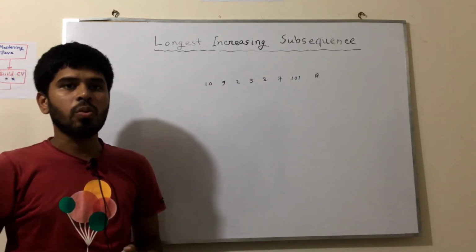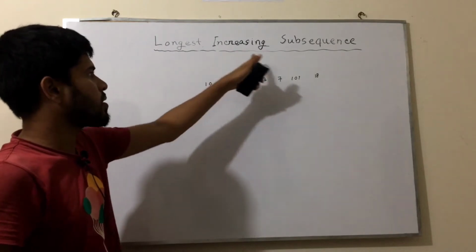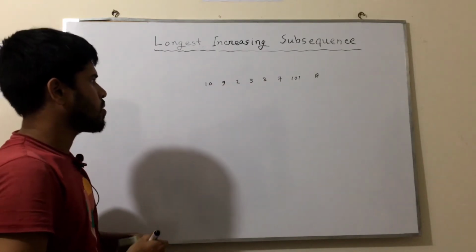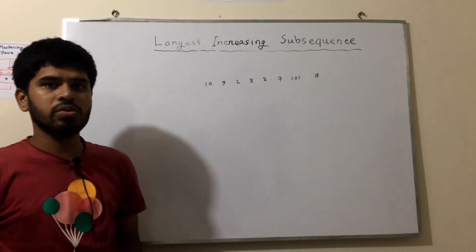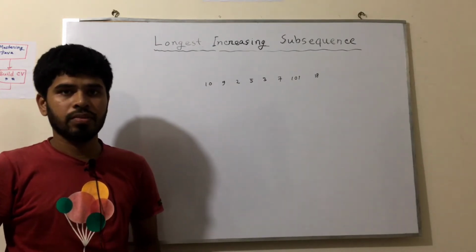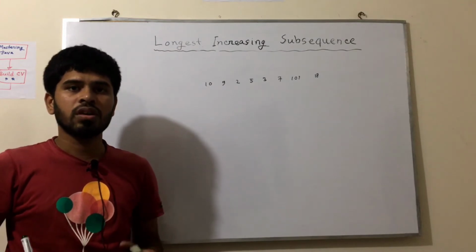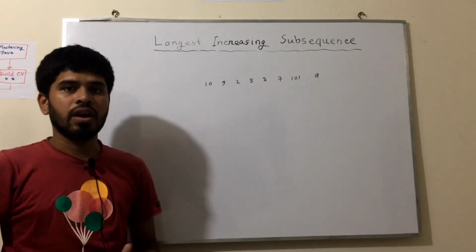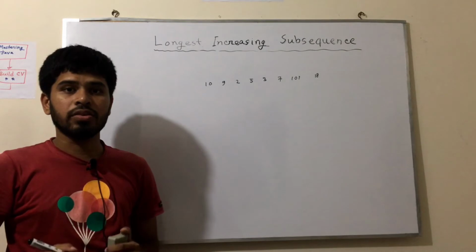First, let's talk about what is longest increasing subsequence. We know a subsequence can be contiguous and it also can be non-contiguous. It doesn't have to be contiguous, but it can be, and the subsequence should maintain the relative order.